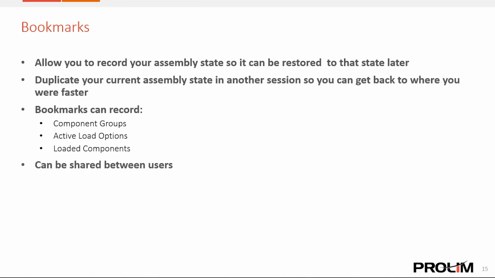Now, moving on to bookmarks. This is exactly what it sounds like. This tool lets you record your assembly state so you can quickly get back to it in the future. This can be used when you're closing up shop for the day, but you know that come tomorrow morning, you need to be right back in this area of the assembly working on it. Bookmarks can record your applied component groups, your active load options, and your loaded components. And they can also be shared with other users. So if you're working on an assembly and another user is going to be working on that same area the next day, you can just send them the bookmark so that he can open up that assembly in the same state that you had it, so it's easier to reference.